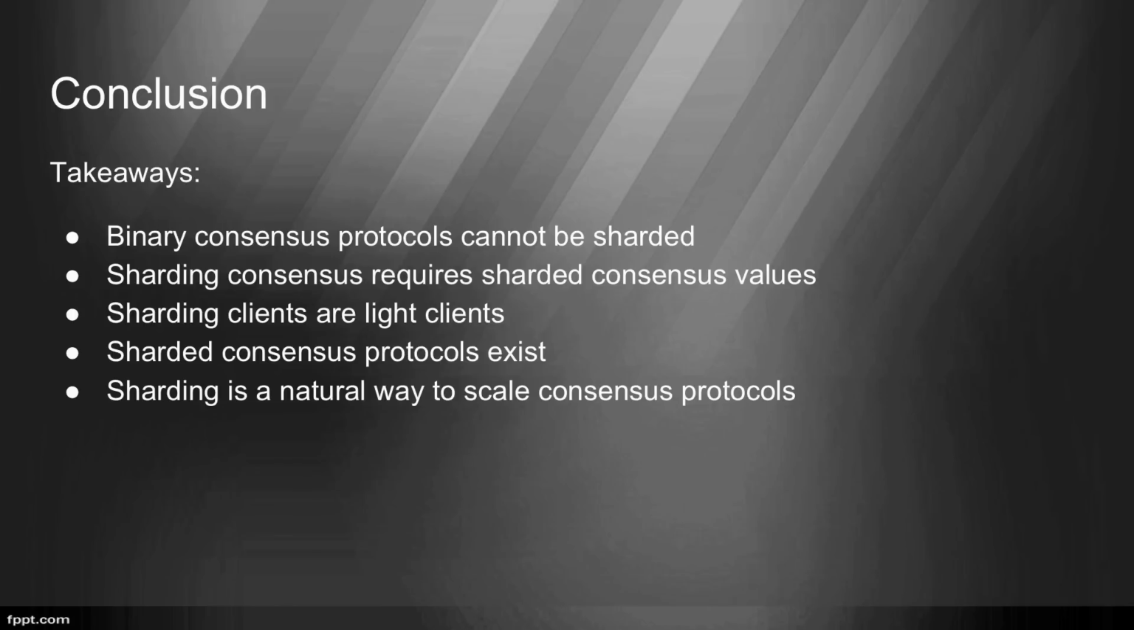Let me wrap up by going over the main takeaways. Some things I hope you'll remember. Binary consensus protocols are not sharded. They cannot be sharded. Sharding consensus requires sharded consensus values. Sharding clients in a sharded consensus protocol are light clients. Sharded consensus protocols exist and are possible. There's actually a huge family of sharded consensus protocols. And sharding is a natural way to scale consensus protocols, especially if you're talking about consensus protocols that replicate something like a virtual machine or something that naturally has different components.